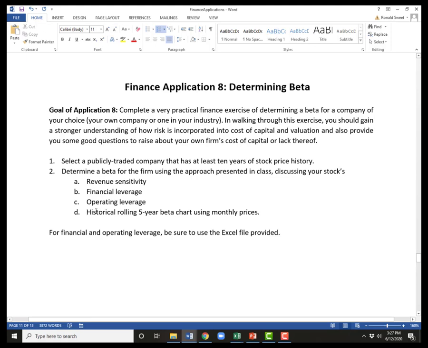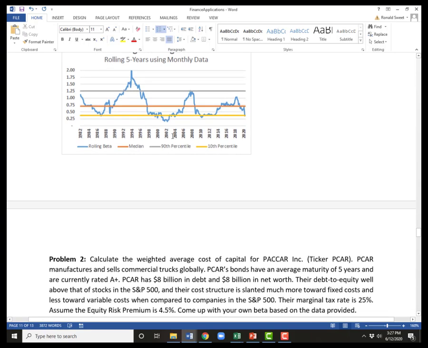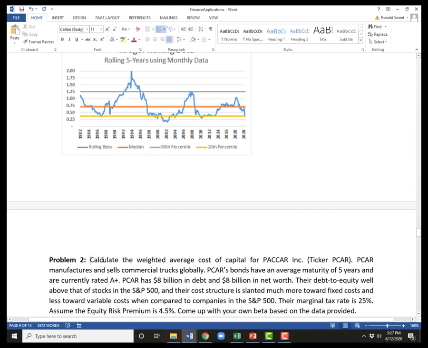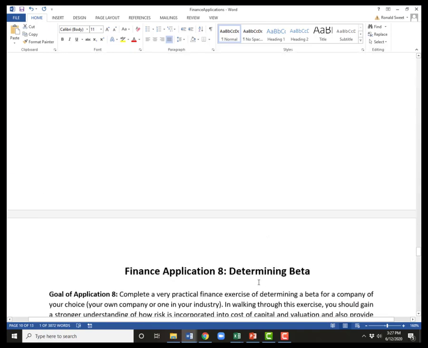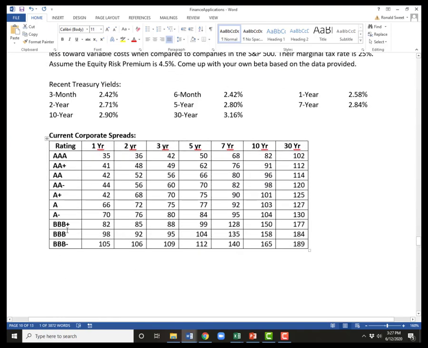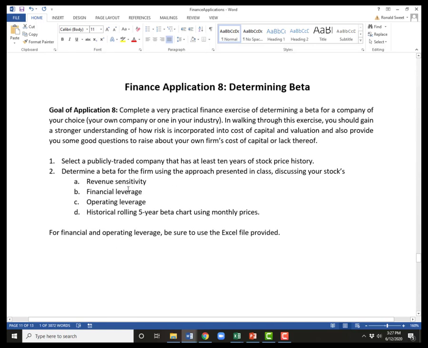And so let's go through this. I'm going to do this exercise for Paccar, which is the firm you had in your problem set 2 for problem set 7. Their ticker is PCAR. You'll notice that the beta chart's not in there yet for exercise 7, so I'm going to create it right now when I do this for you. So we'll walk through this process.